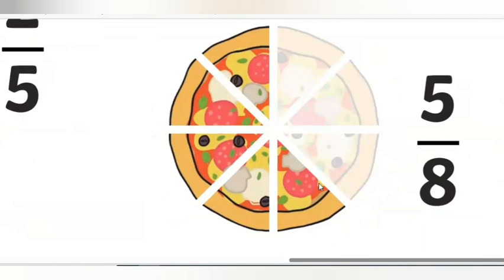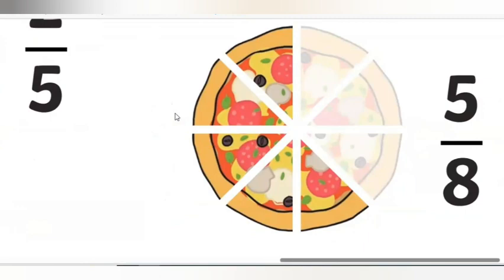That means the whole one has been divided into equal 8 parts. Then there are remaining 5 equal parts. Then we can express this as 5 out of 8.